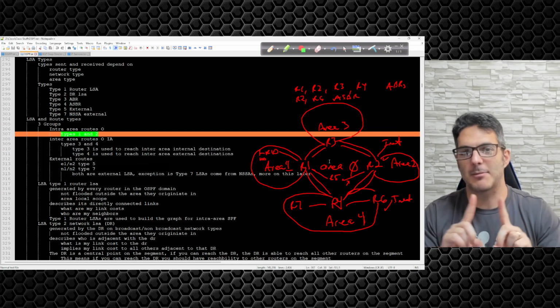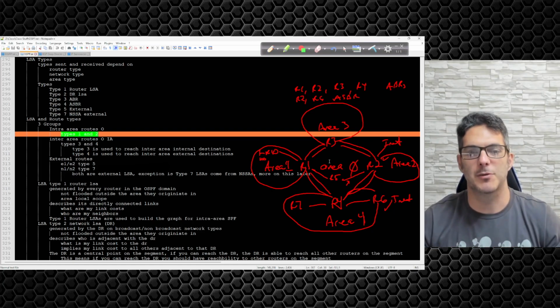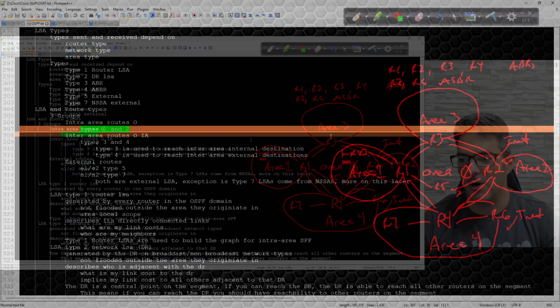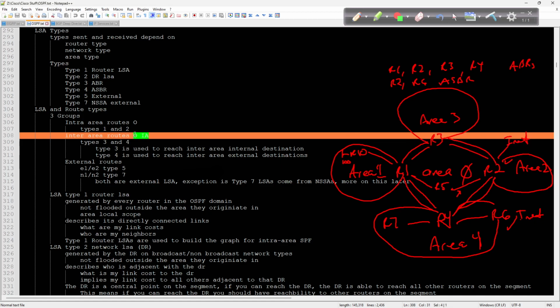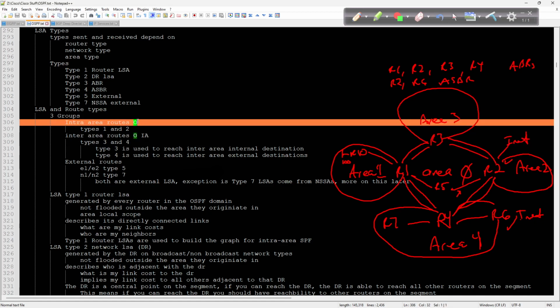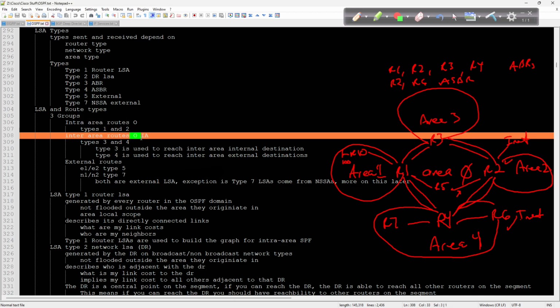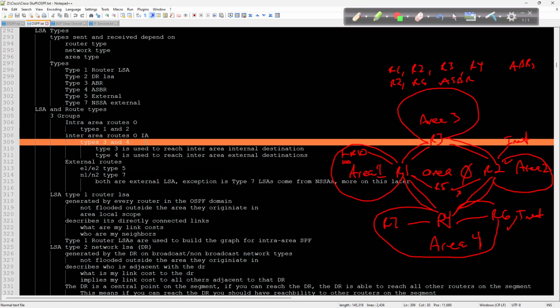They are area-specific LSAs. However, every area is going to have type 1 and type 2 LSAs. But in order to move between areas, on an ABR, you are going to use a type 3 LSA. So type 3 and type 4. This is going to be your inter-area route. A single O means that it's an intra-area route, what's inside of the same area. When you see O space IA, this is an inter-area route, between areas. So we have type 3 and type 4.